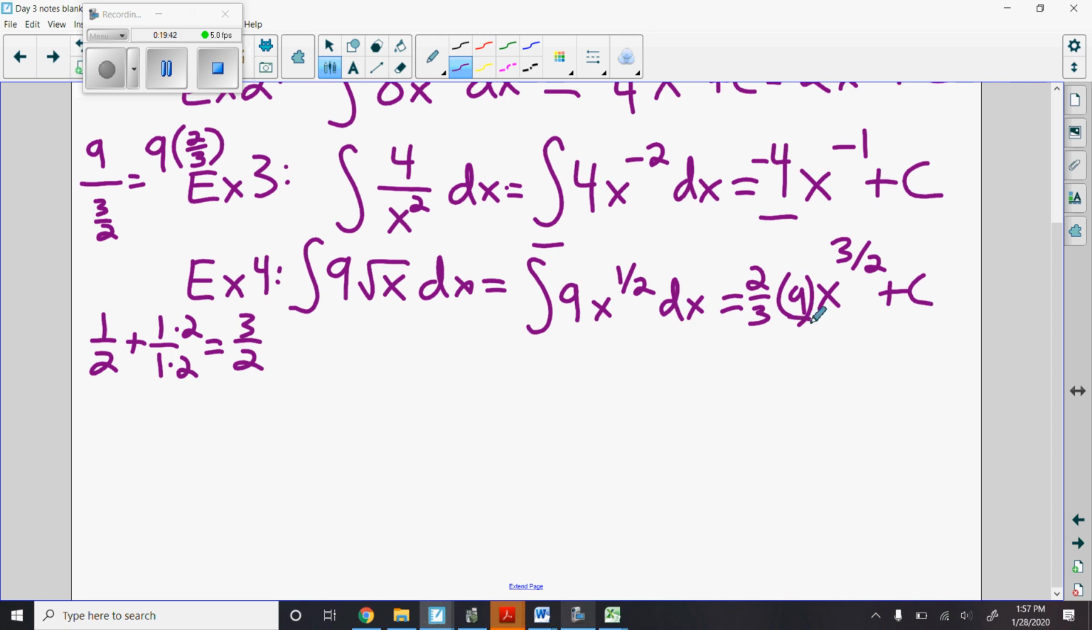Well, 2/3 times 9, I'm going to cross cancel here. This is going to be a 1. This is going to be a 3. And I'm going to end up with 6x to the 3 halves plus c. And again, on these trickier ones, I like to actually do the derivative to make sure it works. 3 halves times 6 would be 18 halves, or 9x to the 1 half. 9x to the 1 half, 9 root x. So it works. All right, that's it for today.